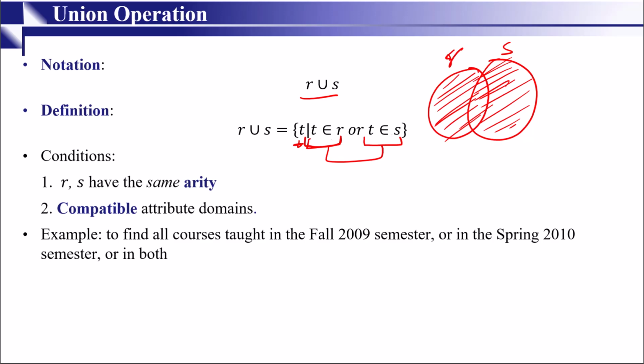And here there are some conditions. R and S must be of the same arity. It means they have the same number of attributes. And also, the attribute domains must be compatible.